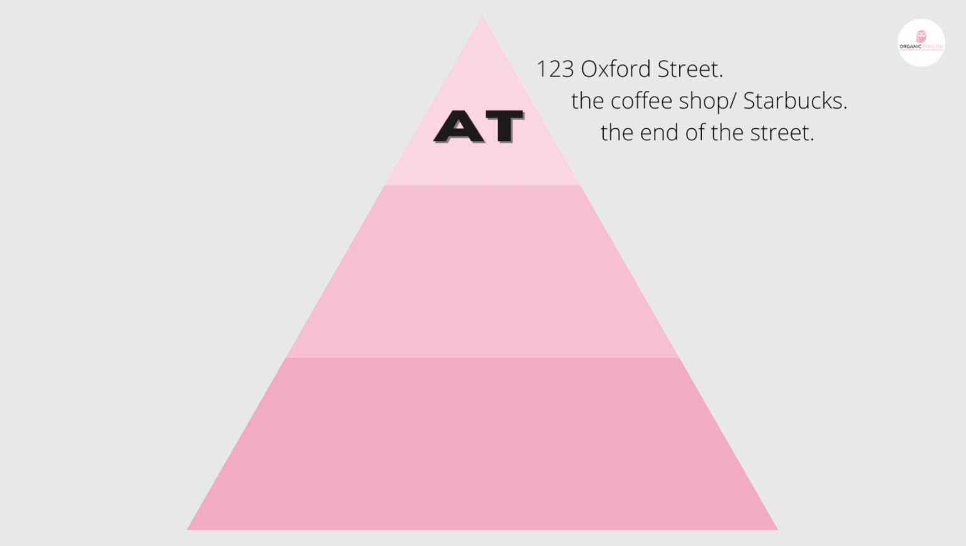We can also use at for descriptions of specific places, such as at the end of the street. That's useful when giving directions. Turn right at the end of the street.